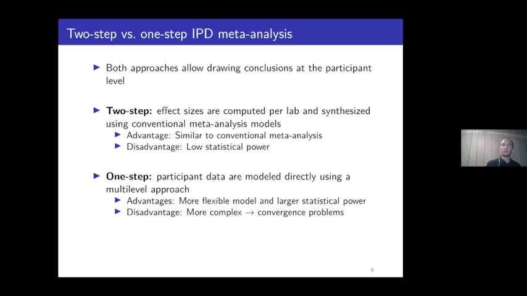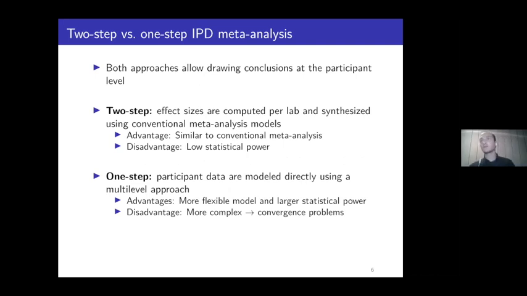Then there are two approaches for the IPD meta-analysis, and both approaches allow drawing conclusions at the participant level. In the two-step approach, effect sizes are first computed per lab, and then these are synthesized using the conventional meta-analysis methods researchers are usually already familiar with. That's also an advantage of this approach.